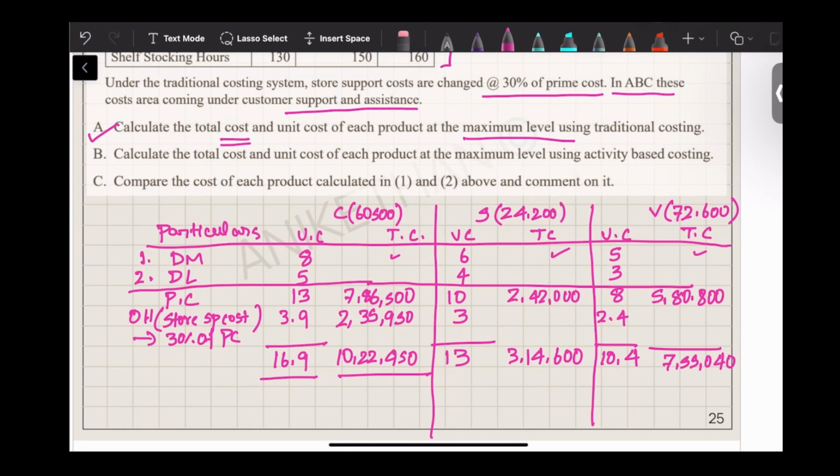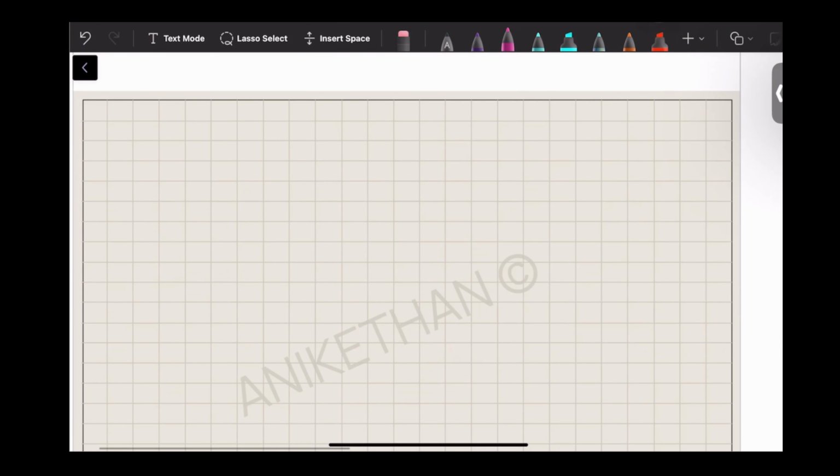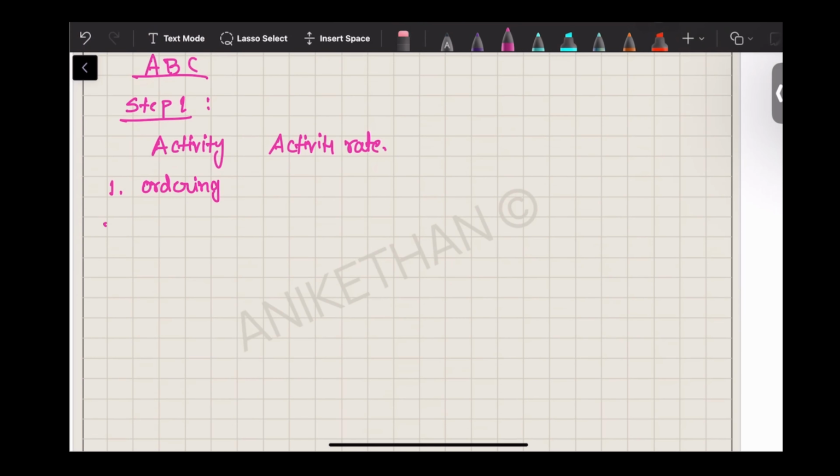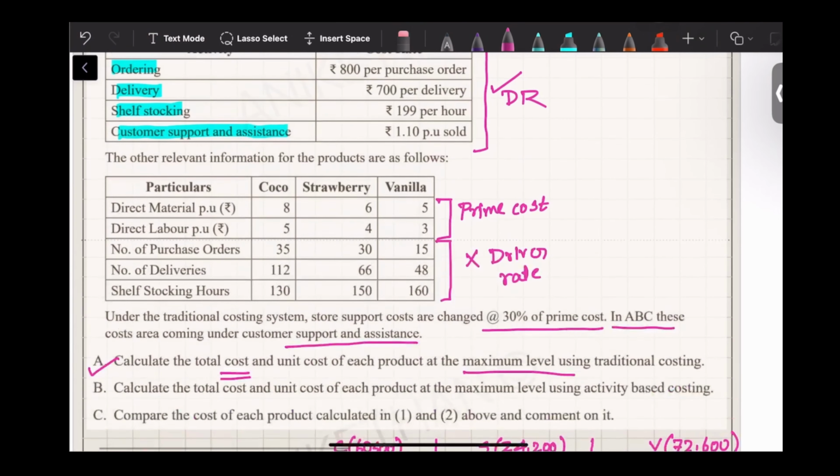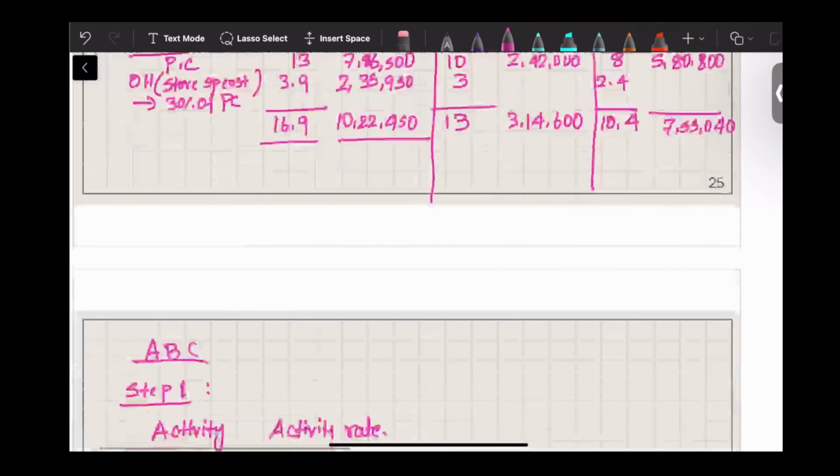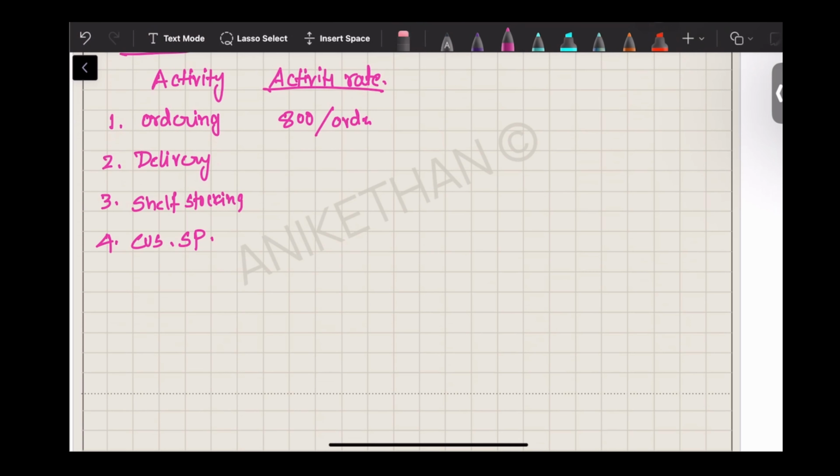Next we will move on to question number B, total cost based on ABC method. So step 1 is identifying the cost pool and cost driver rates. In this question, I will record the activity and their driver rates as given in the question. So first activity is ordering, second activity is delivery, third is shelf stocking, and the fourth I will record the rate. Ordering is at 800 per order, delivery is 700 per delivery, and shelf stocking is at 199 per hour. Customer support is 1.1 rupees.